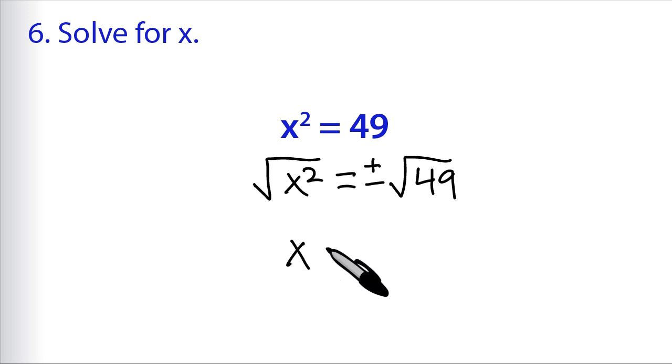So we have x. And then the square root of 49. So we need to know what two numbers multiplied together give us 49. And 7 times 7 is 49. But negative 7 times negative 7 is also 49. So x equals plus or minus 7.